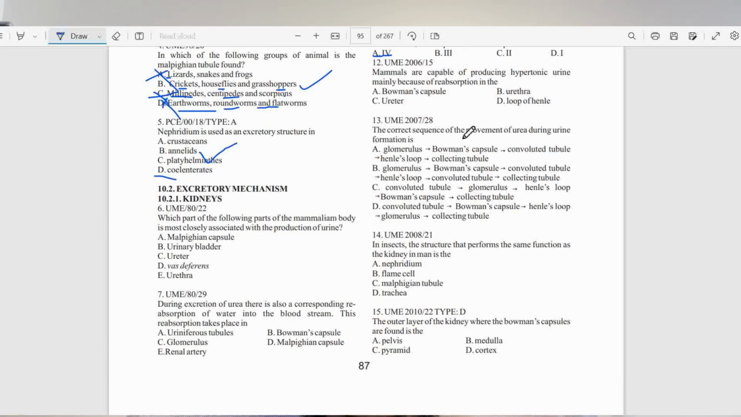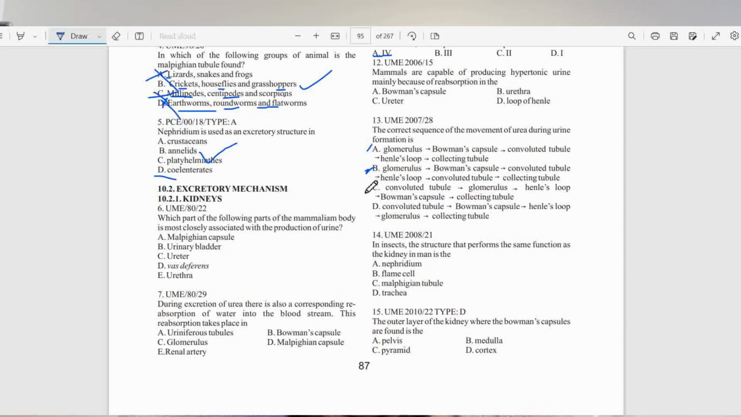Finally, the correct sequence of the movement of urea during urine formation is, how does that happen now? So you have the glomerulus to the Bowman capsule to the convoluted tubule, to the loop of Henle, to the collecting duct. I think the answer is just very clear from A. But let's look at other options. Glomerulus, Bowman capsule, convoluted tubule, loop of Henle, convoluted tubule, collecting duct. Okay, very good. So now this is bringing in another part. A will not be the right answer anymore.